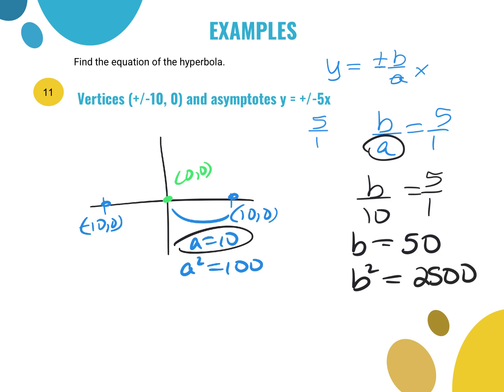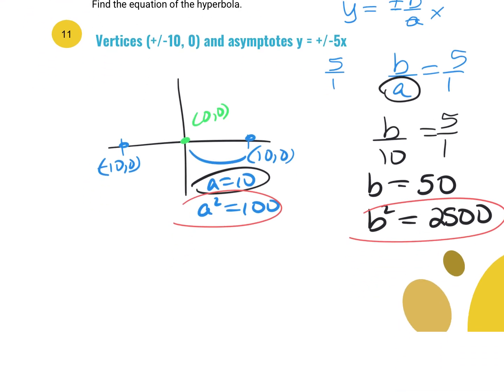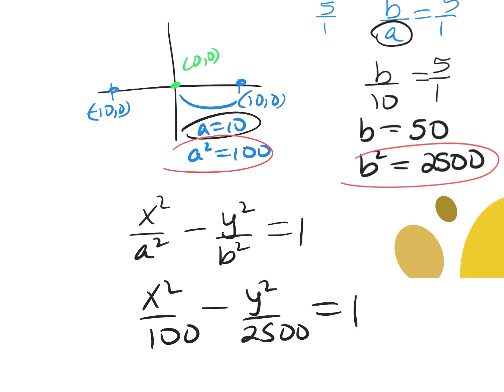So now I have enough to fill in my equation. And again, the standard form, since it's transversing the x-axis, what I'm filling in is x squared over a squared minus y squared over b squared equals 1. So x squared over 100 minus y squared over 2,500 equals 1. It's your final equation. Let's try another one.